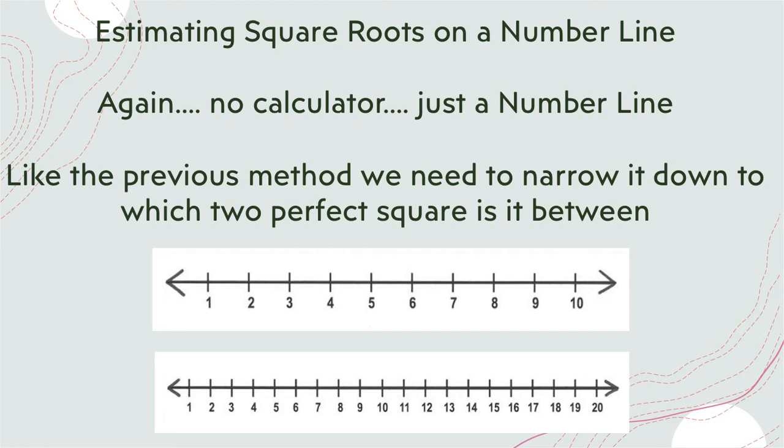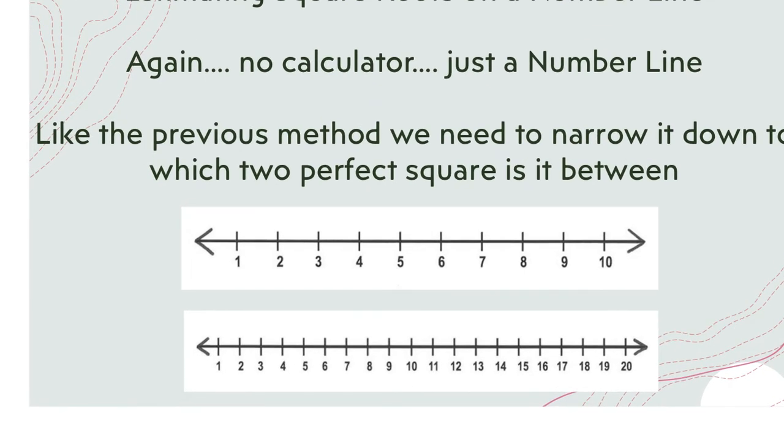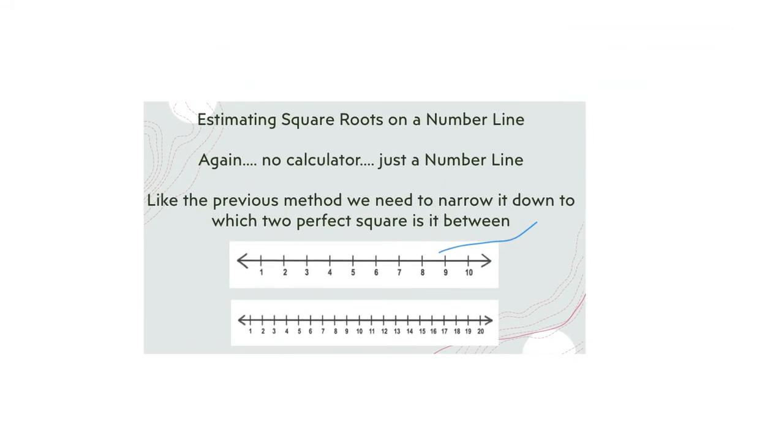So like the previous method, we need to narrow it down to which two perfect squares it is in between. So we've got some different number lines we're going to look at and break those down. Now, let's think of the square root. If I can zoom out.